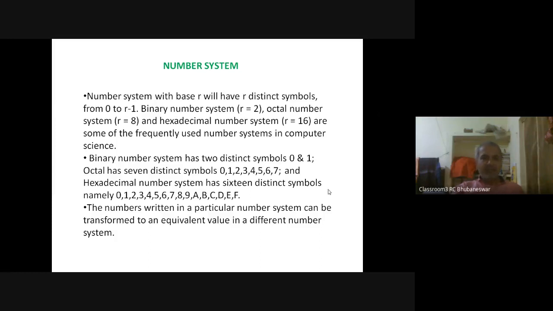In computers we mainly use the binary number system. In the binary number system, r is equal to 2, so the symbols are 0 and 1. In the octal number system, r is equal to 8, meaning 8 different symbols can be used, 0 to 7. In hexadecimal, r is equal to 16: 0 to 9, then A, B, C, D, E, F, 16 symbols.